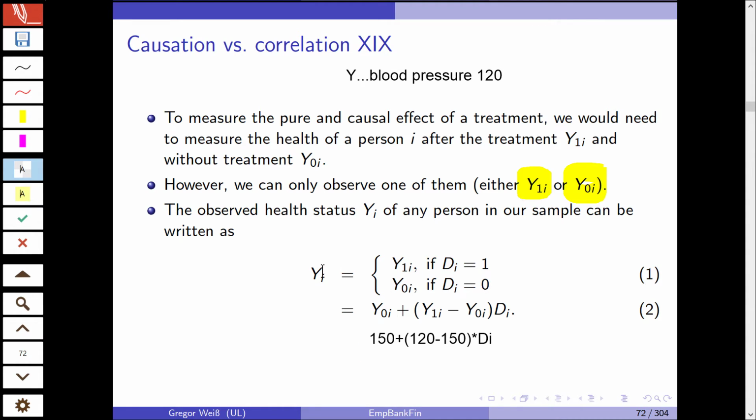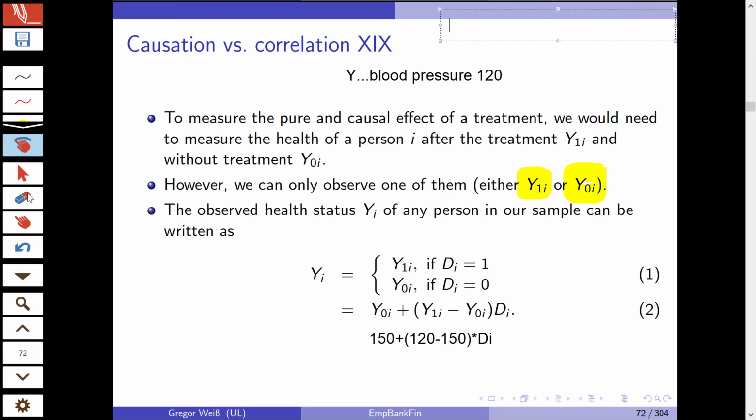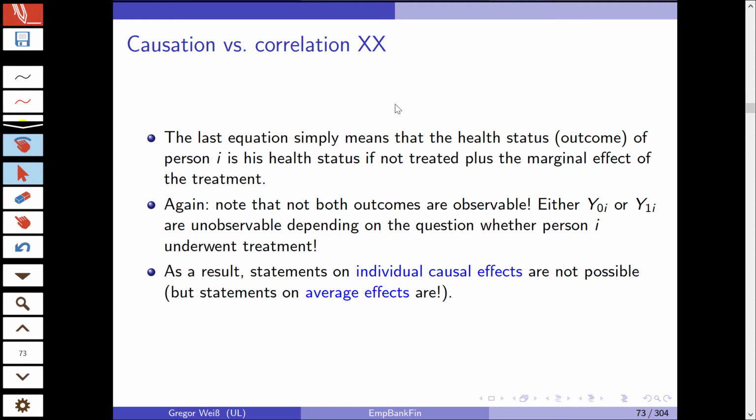And as you can see, what we can observe is actually included here: what would have happened without treatment and what happened with treatment. So this is our problem here. So the last equation simply means that the health status, the outcome of person i, is his health status if not treated, plus the marginal effect of the treatment.